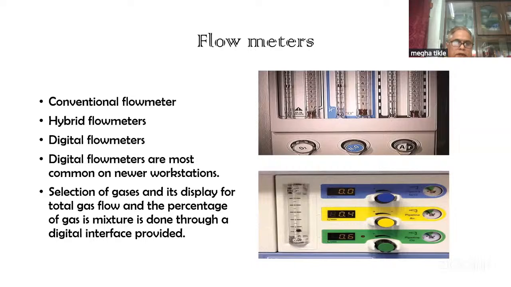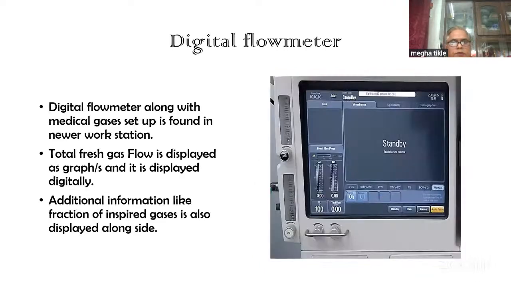So in that selection of gas, it displays the total gas flow, the percentage of mixture, all is provided through a digital interface. We can select what gas mixture we want. Everything can be done through a digital interface only. So we don't have to really move any rotatory knobs in this system. So this is how a digital system actually looks like.